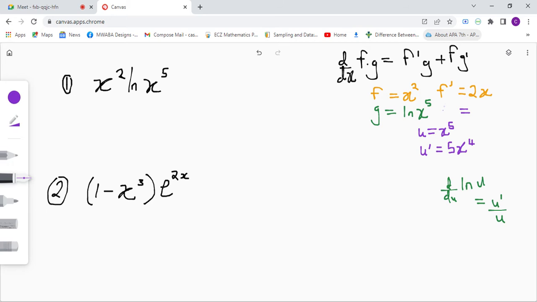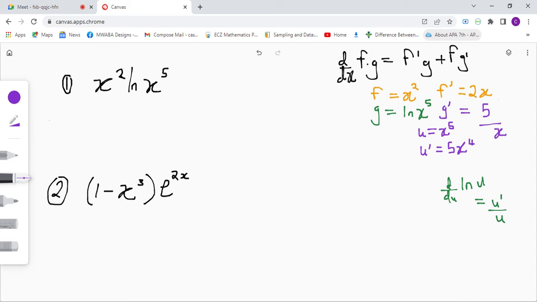So our g prime is going to be u prime, 5x to the power 4, over u, which is x to the power 5. We can eliminate the x's: the x's on the numerator will go, and in our denominator we're going to remain with x to the power 1. So we have 5 over x.